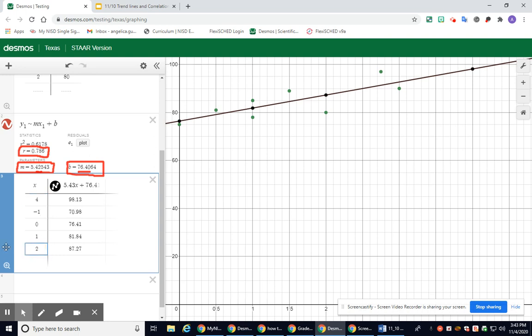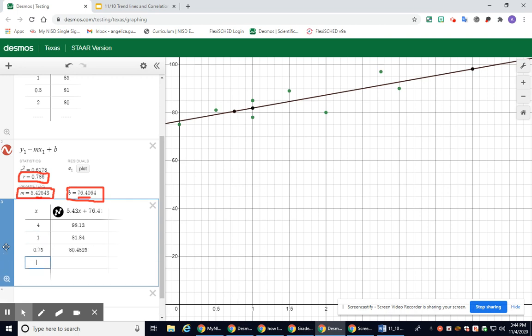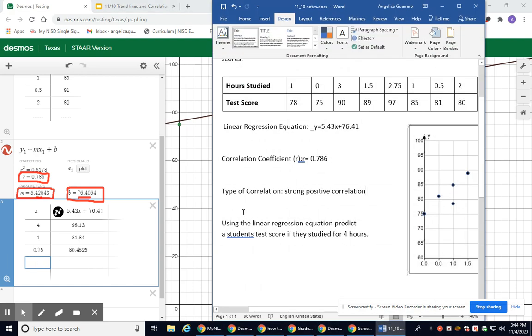And I can do this for any value asked. So if I was asked if we studied for 6 hours, our score would be 108 on the test. If we studied for 1 hour, our score would be an average of an 82. If we only studied for 0.75 hours, our average would be an 80 for the test score. So going back to our notes, we're going to predict the test score by using our equation. And here we are going to predict at 4 hours, your score would be a 98% test score.